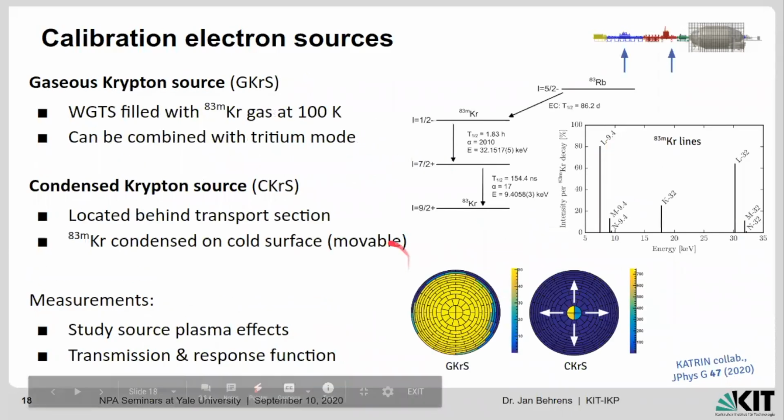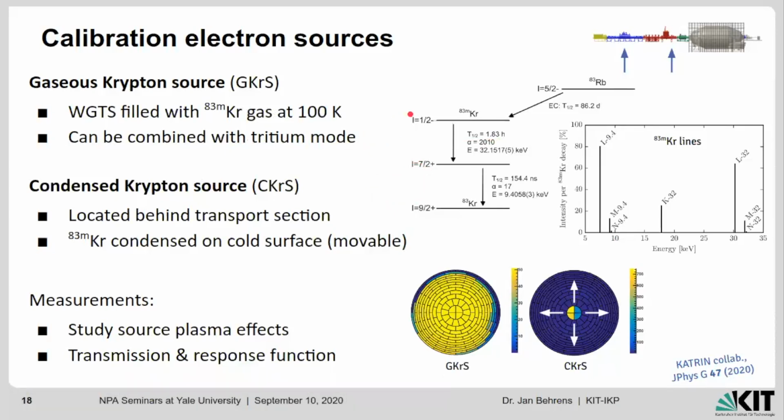In addition to that, we also have krypton sources in the main beamline. So this is not the monitor spectrometer that I explained before, but krypton sources in the main beamline. And we can use gaseous krypton in our source, where we just fill the source with krypton gas and increase the temperature to make sure that it doesn't freeze out. And this can also be combined with tritium in different ratios.